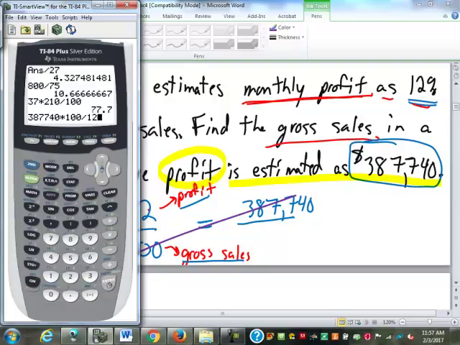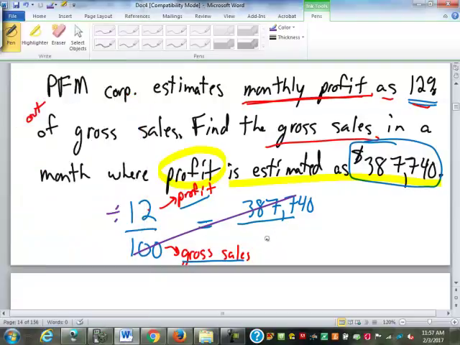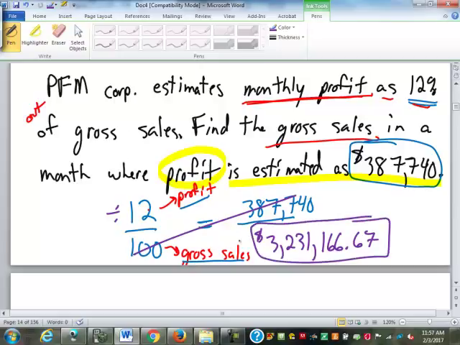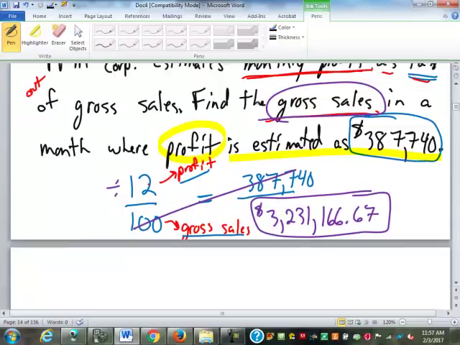Should give us 3,231,166 and 67 cents would be our gross sales for the month. Now, are we looking for gross sales? Yeah, find the gross sales. So that is what we're looking for. And with percents, it's a good idea to get used to double checking that. Is what we calculated what we're looking for, or just what we were able to get from our percent? Let me show you what I mean by that.